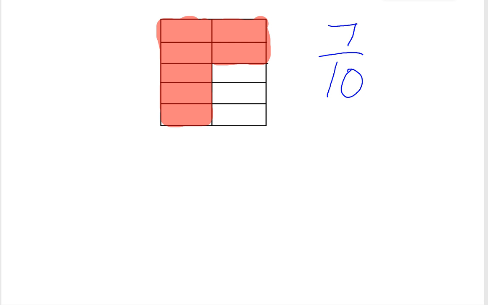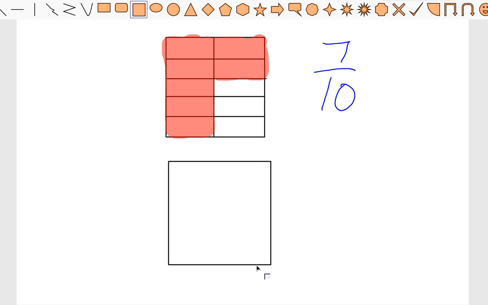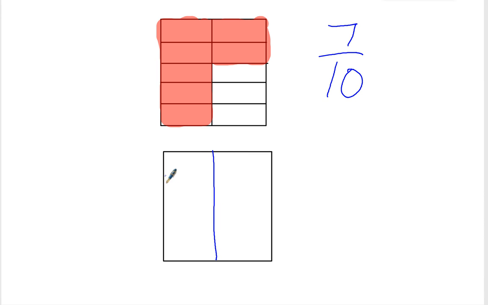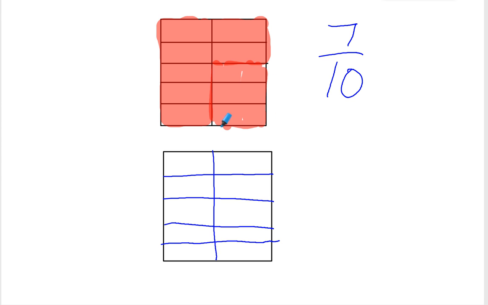Okay. Now if I had this shape, again divided into tenths, okay, and I colored in more of it. So let's say we had this much colored in. Well, in this case, I have one whole set of tens colored in, and then 3 more tenths. So the answer would be 1 and 3 tenths.